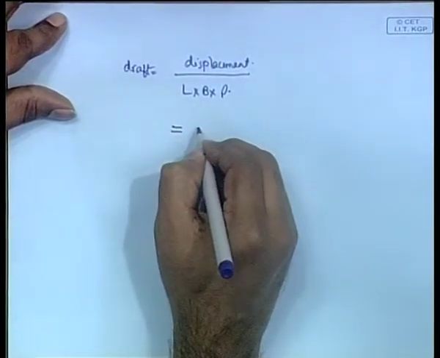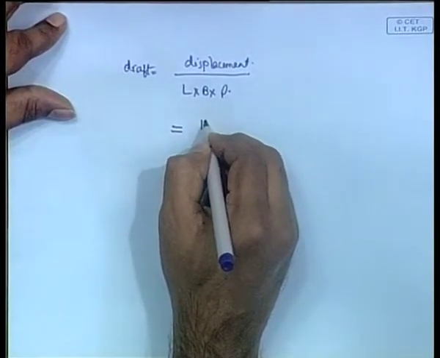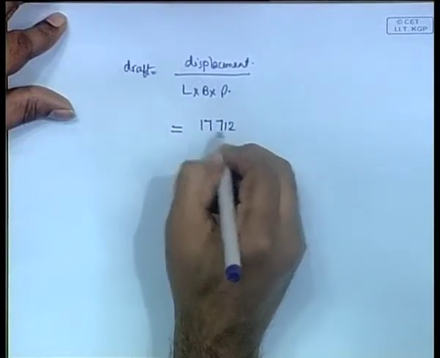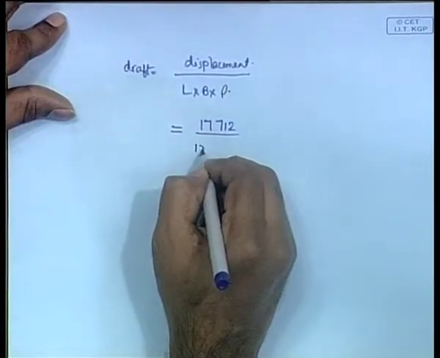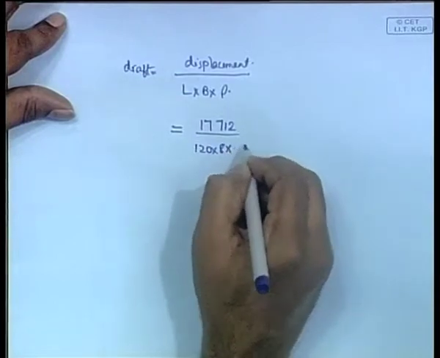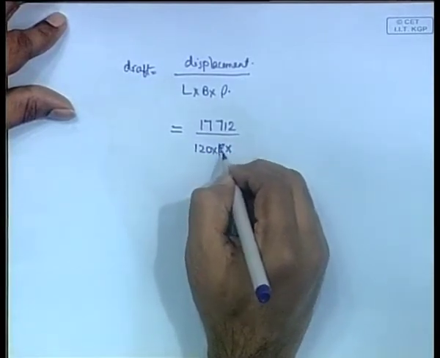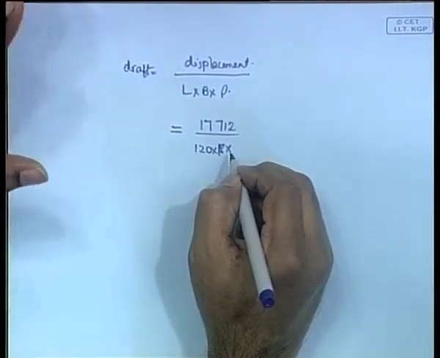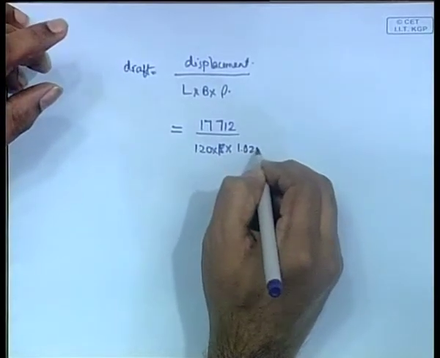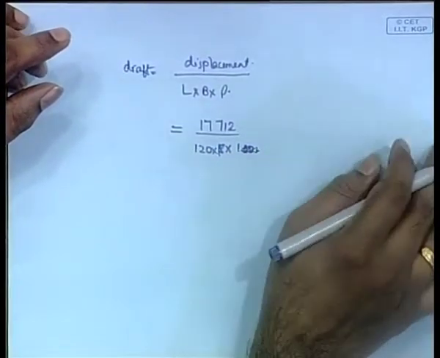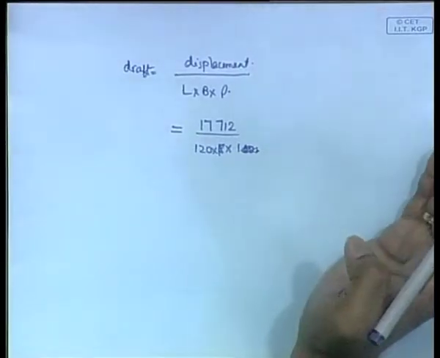So, this will give you the final displacement. We have calculated 17,712 divided by 120 into 8 into 18 into L into B into rho 1.025. In this case, it is 1. Just for information, the density of salt water is 1.025 into 10 cube kilogram per meter cube, and the density of fresh water is 1 into 10 cube kilogram per meter cube.